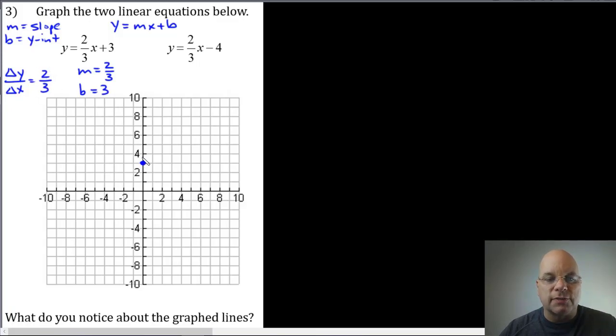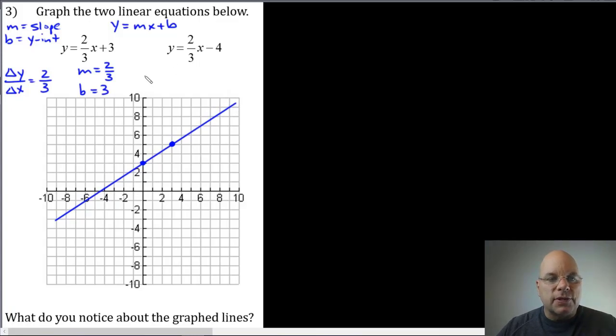If change in y is positive 2, it means I'm going up 2. Change in x is positive 3, it means I'm going to the right 3. 1, 2, 3. And so my line will pass through these points. Like this.